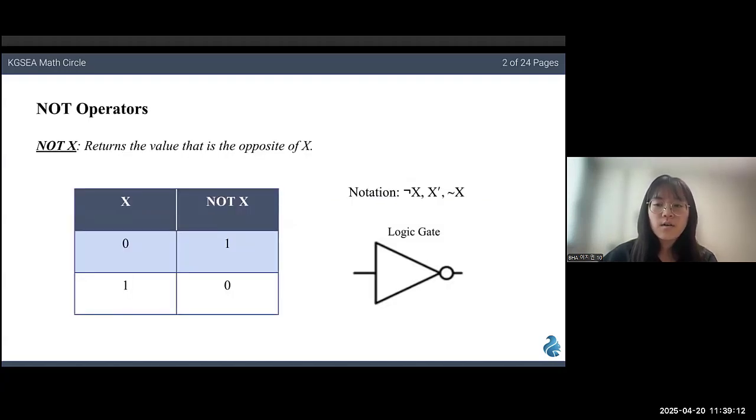Let's start off with the simplest one, and the simplest logic operator is NOT. NOT x returns the value that is the opposite of x, which is 1 if x is 0 and 0 if x is 1. In algebraic notation, NOT x is denoted as such, and the logic gate is a triangle with a circle on the right side.